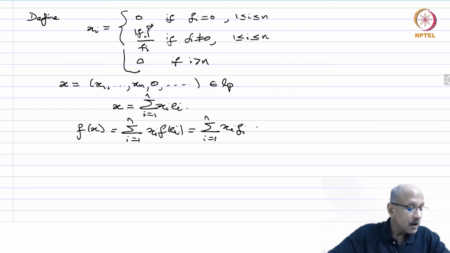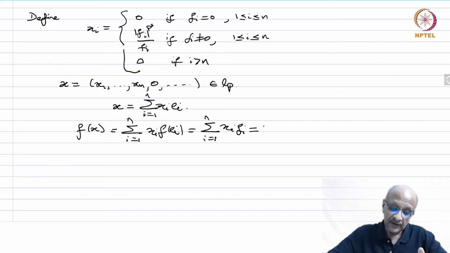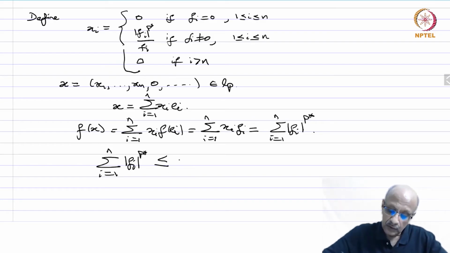But let me put the definition of xi. So xi is either 0 if fi is 0, so we don't have to worry about it, and if you do this, this is nothing but the sum over i equals 1 to n of mod fi to the p star. Therefore the sum over i equals 1 to n of mod fi to the p star is less than or equal to norm f into norm x, and norm x in LP.